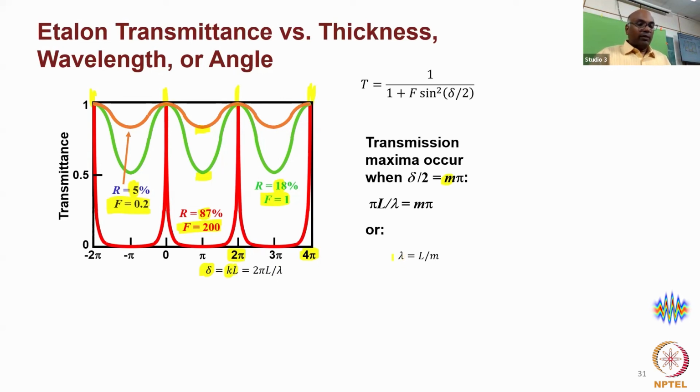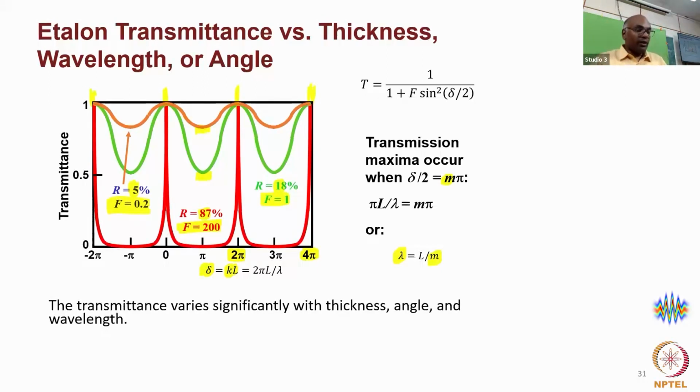So in other words, if I fix L and ask at what wavelengths I will have maxima, I can figure out that for a given L, maxima occur for wavelengths which satisfy lambda equal to L divided by an integer m. So lambda is equal to L, L by 2, L by 3, and so on, where L is the round trip length. It's not the thickness of the glass slide.